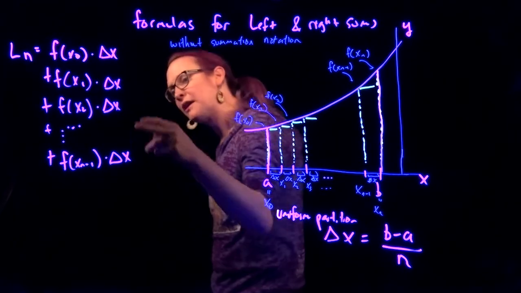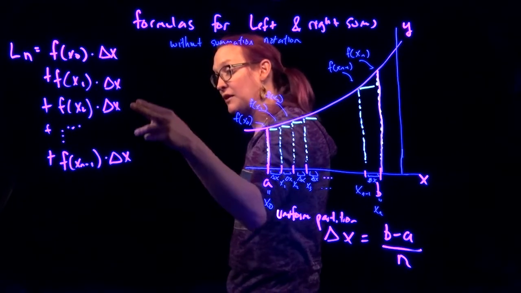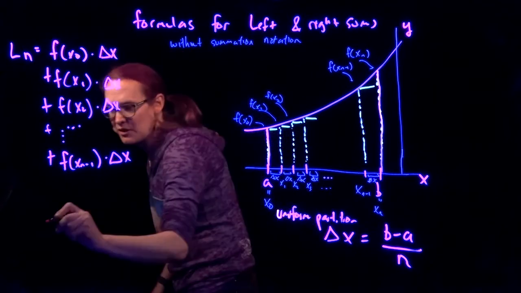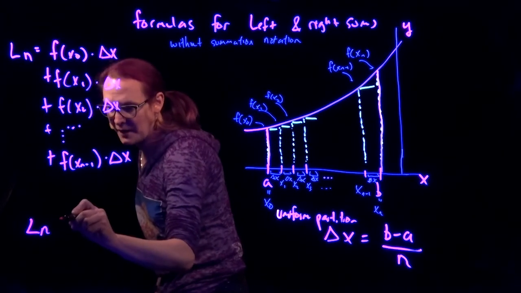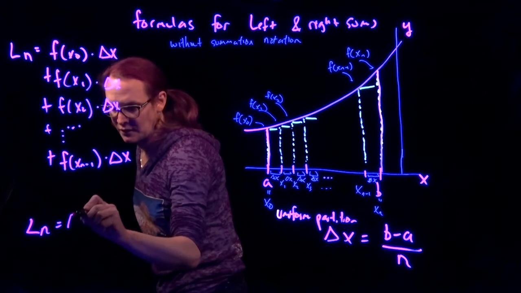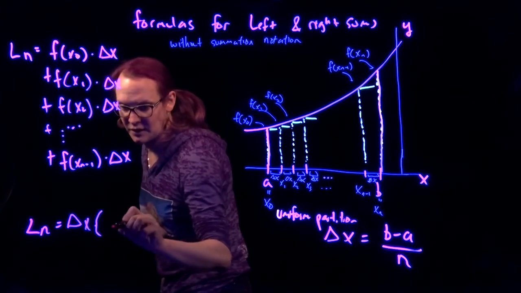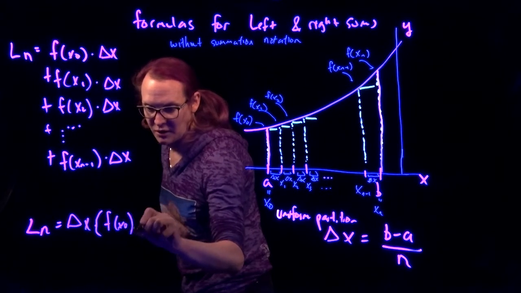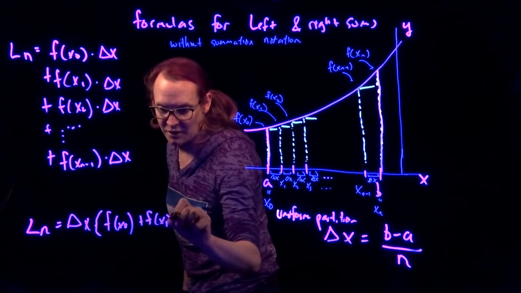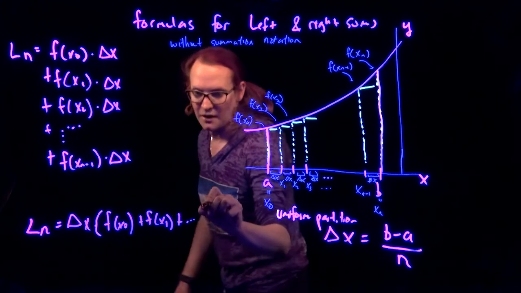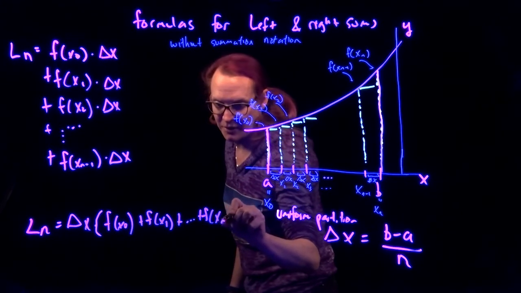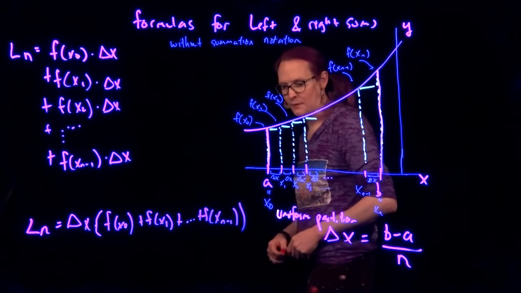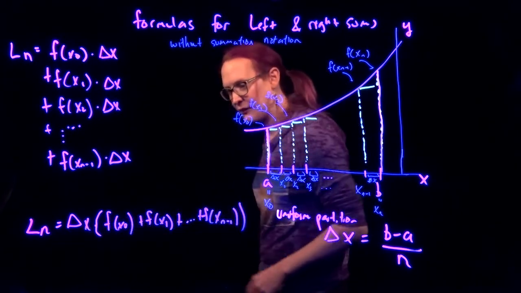Now, each of these terms has a delta x in it. And so what I'd really like to do is factor them out. And let's rewrite it down here. L sub n is equal to delta x times the sum f of x naught plus f at x1 plus dot dot dot plus f at x sub n minus 1. And I close it. So that's the formula for the left sum.